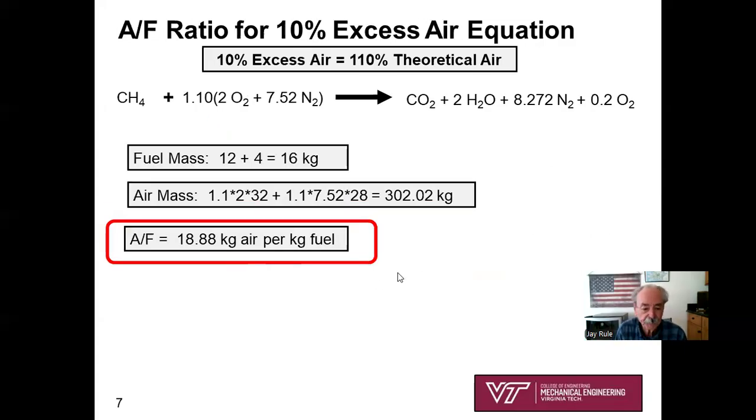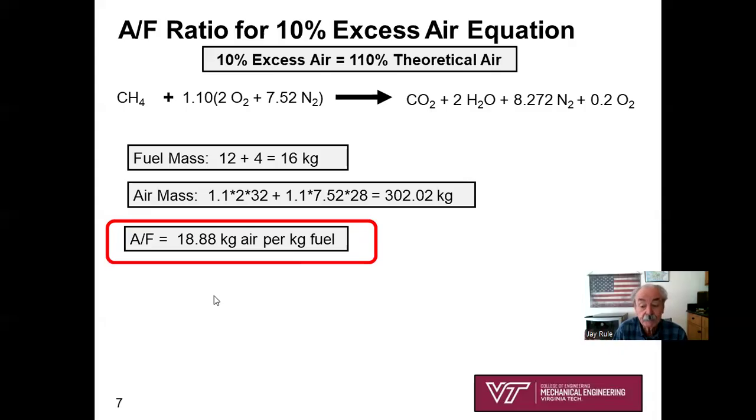Same idea, air to fuel ratio. I've still got 16 kilograms of CH4 from before. I do have to recalculate my air mass, right? Because I've got that 1.10 factor. Well, it's going to be 1.1 times the stoichiometric kilograms. It's going to be 302 kilograms. And so my air to fuel ratio is 18.88 kilograms of air per kilogram of fuel for 10% excess air. Wow.